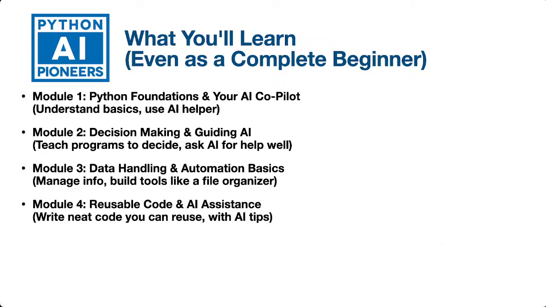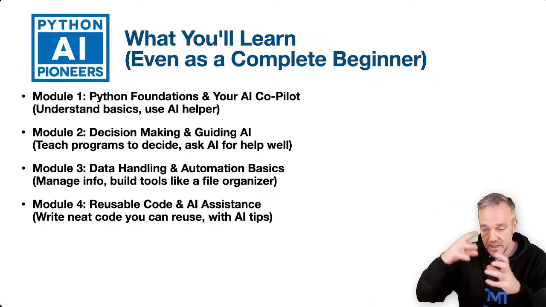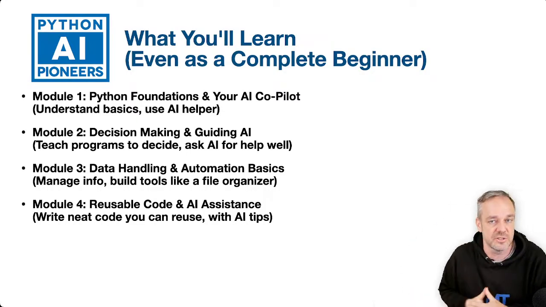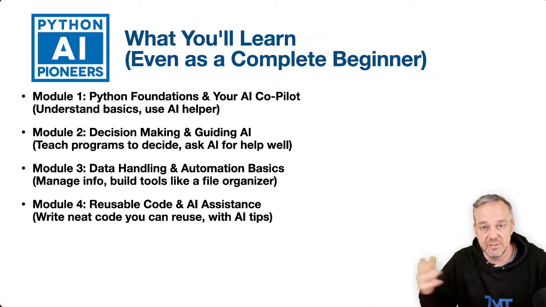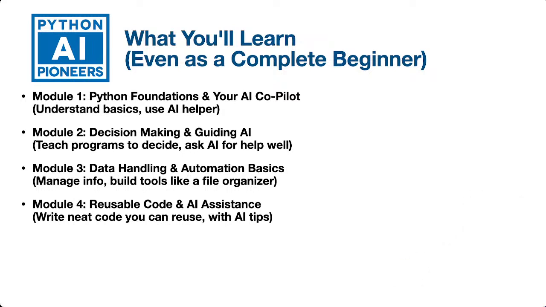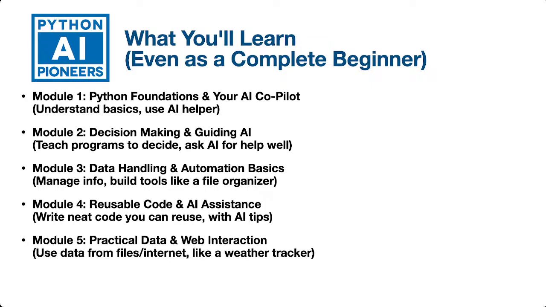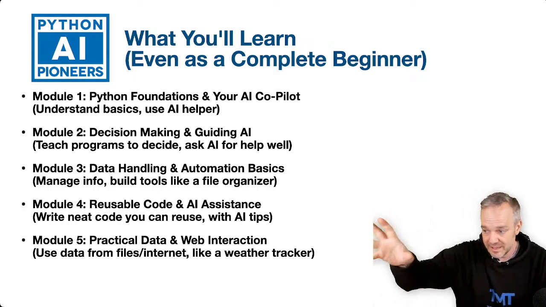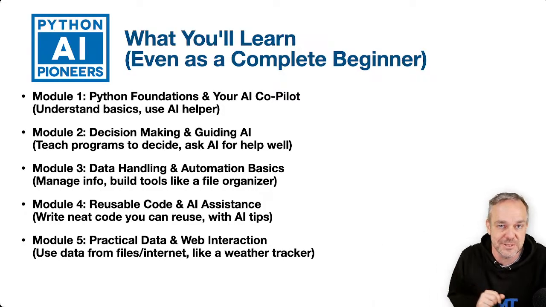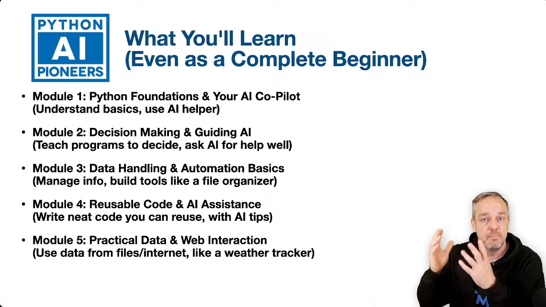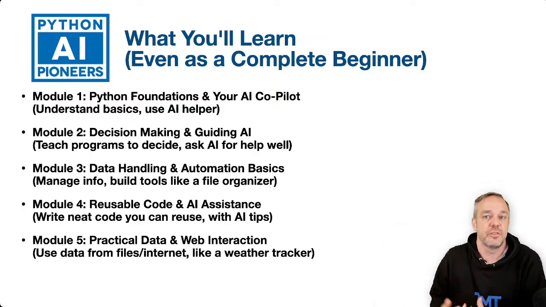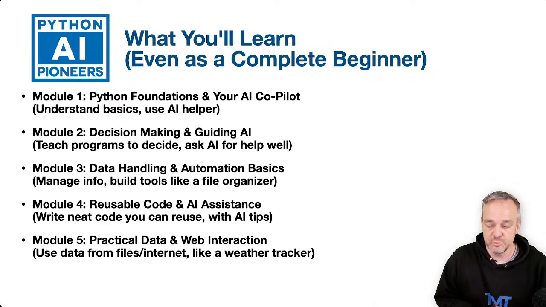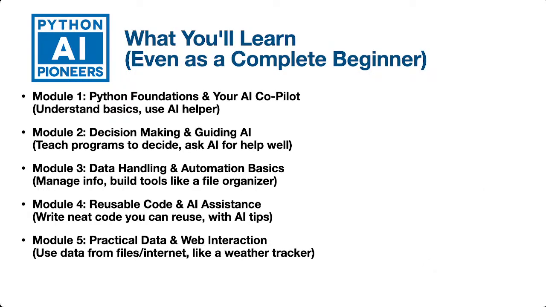Module 4 is reusable building blocks and AI assistance. So you write neat code that you can reuse. We never start from scratch. We're building up our code library as little Lego blocks with AI helping us and giving us tips to suggest improvements. And finally, in week 5, we've got practical data and web interaction with AI. This is where we use Python to grab live data from the internet, like weather data or stock quotes or tennis results or whatever. We're going to visualize it, making Python your go-to for working with real-world information and real-world data. By the end of these 5 weeks, you'll have a strong start and the confidence to keep building.